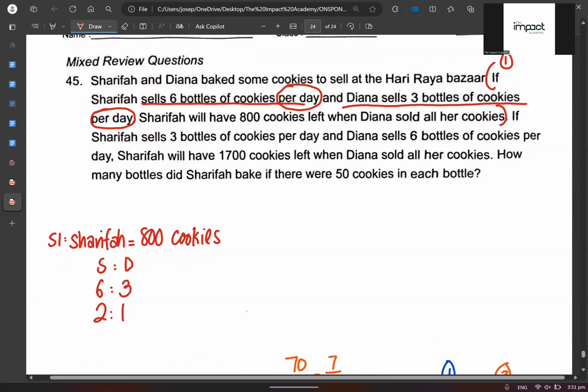Guys, I'm not saying that they sell 6, they definitely sell more than that. But it is all in multiples of 6. For Sharifah, for Diana, it is all in multiples of 3.